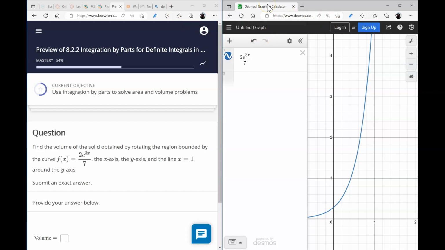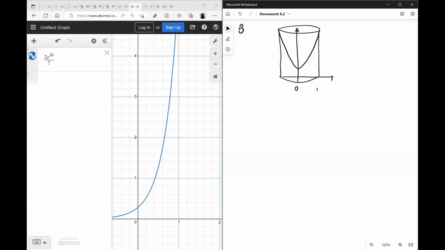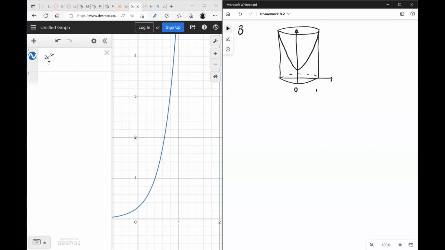Okay, so I see. We're going to be doing something like this. This is 0, this is 1. We're rotating it around the y-axis, but it's this bottom part that we're interested in, right? So this is hollow here. So we're going to be using the shell method. So the volume will be the integral from a to b of 2 pi r h dx.